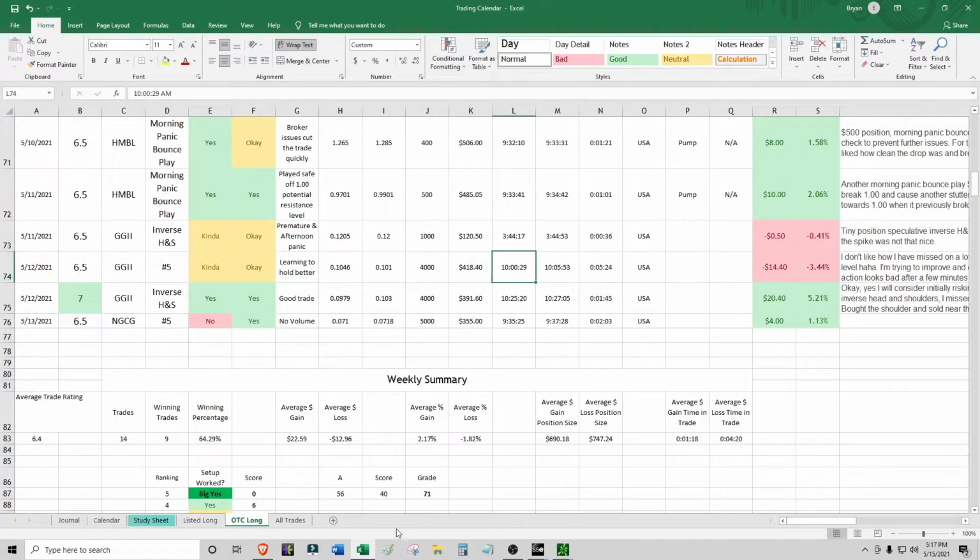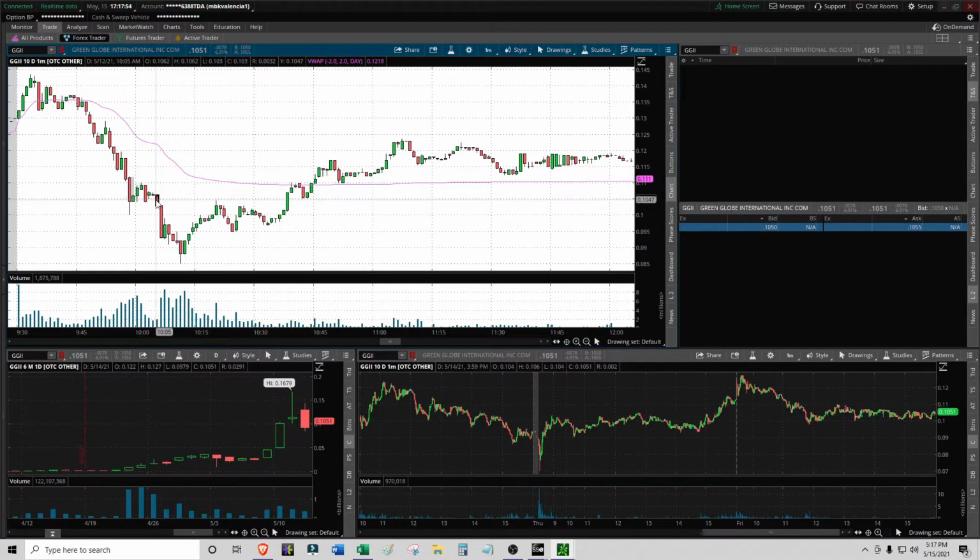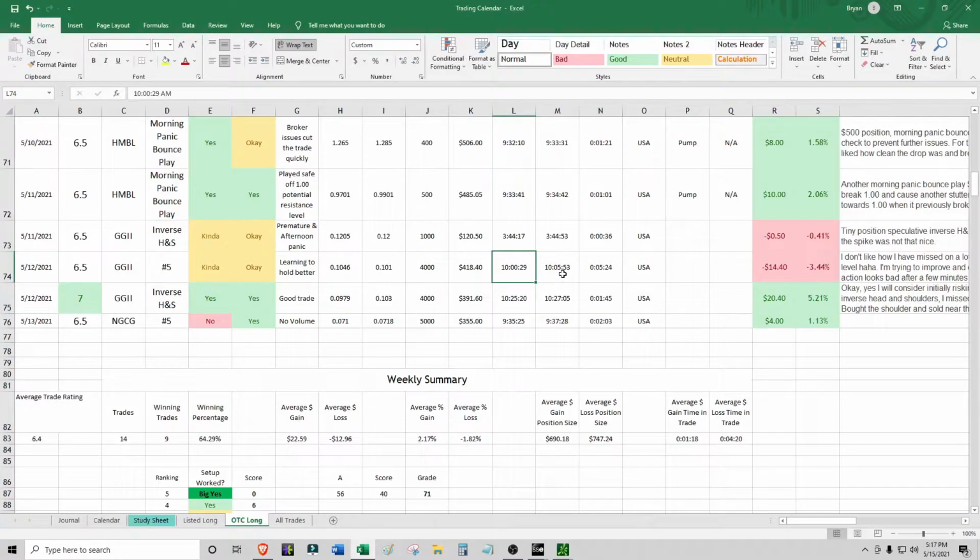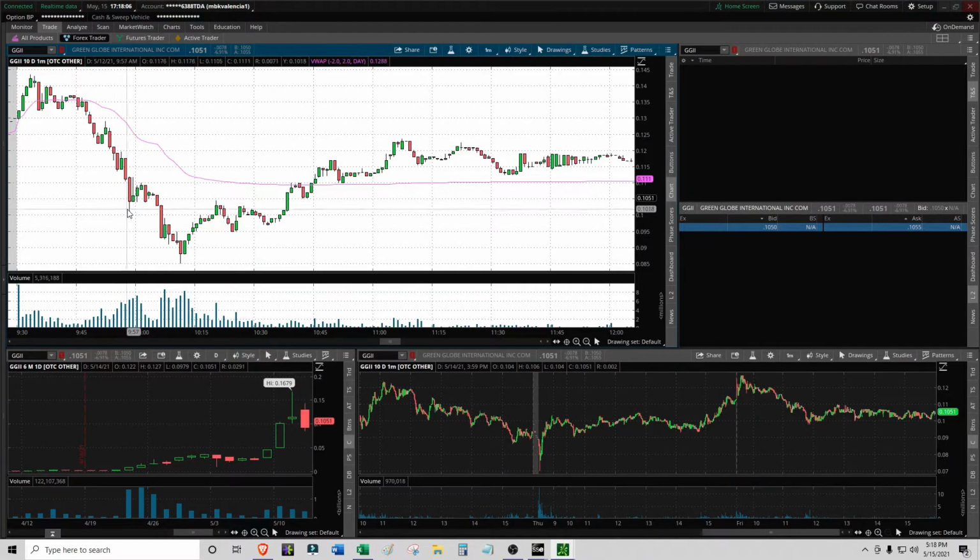I sold at 10:05, almost 10:06. So right here, I put the order at 10:05. I think I got executed the next minute at 10:06. This is when I placed the sell order, and I sold at 10:01. So let's look right here. 10:01 was right here. Yeah, so right here, I placed my order near the end of this candle.